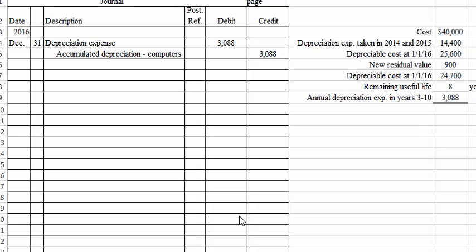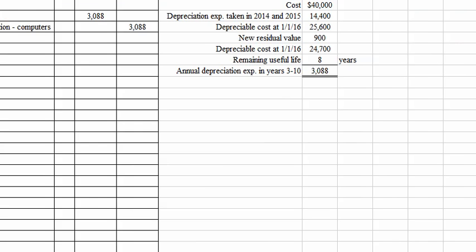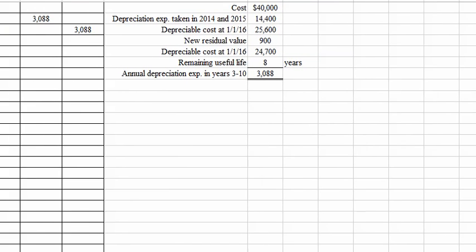On requirement 2, they want us to do the same thing, but they want us to assume that beginning in 2014, when we first placed the computer into service, the sum of the year's digits method was used rather than straight line. Okay, so we'll have some side calculations for this one as well. Let's move down the page a little bit. I'm going to move the part you can see over here again.